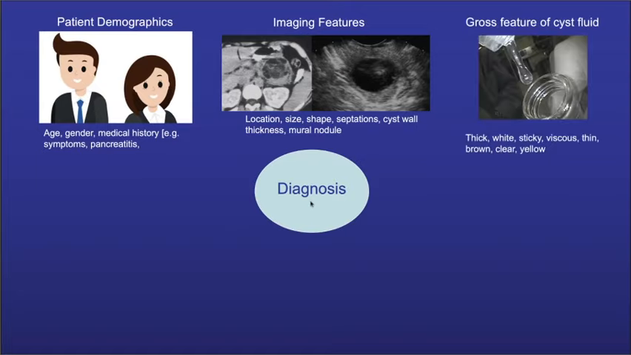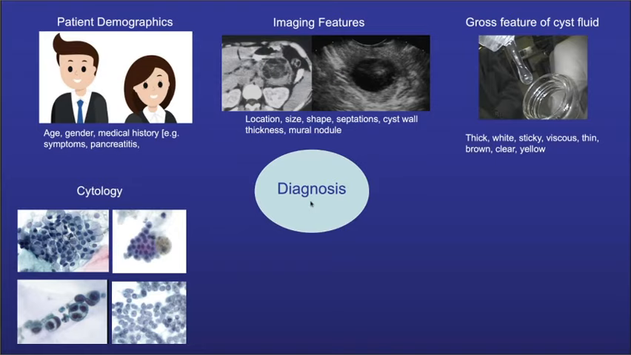And what are the gross features of that cyst fluid? That can answer the first question right off the bat. Thick, sticky, white fluid, viscous fluid is a mucinous cyst. Thin, brown, clear, yellow fluid can be just about anything. But a serous cystadenoma is not going to have thick, sticky, white fluid. So this gross description can be very important and should be available in the electronic medical record under the report from your gastroenterologist. And then we want to look under the microscope.